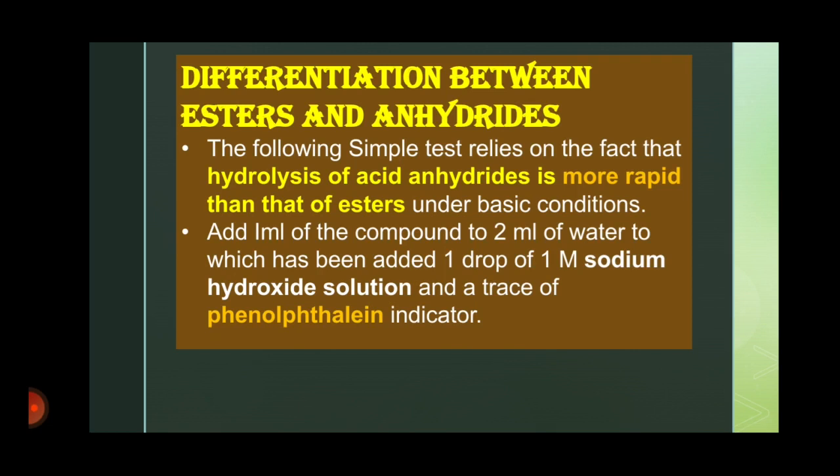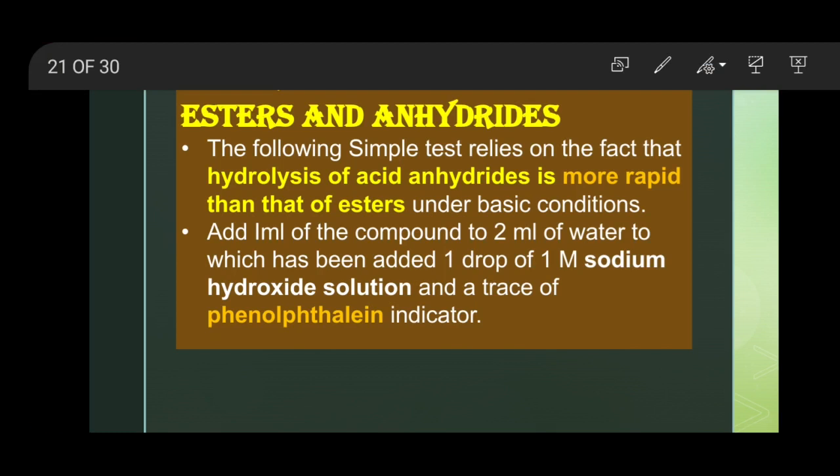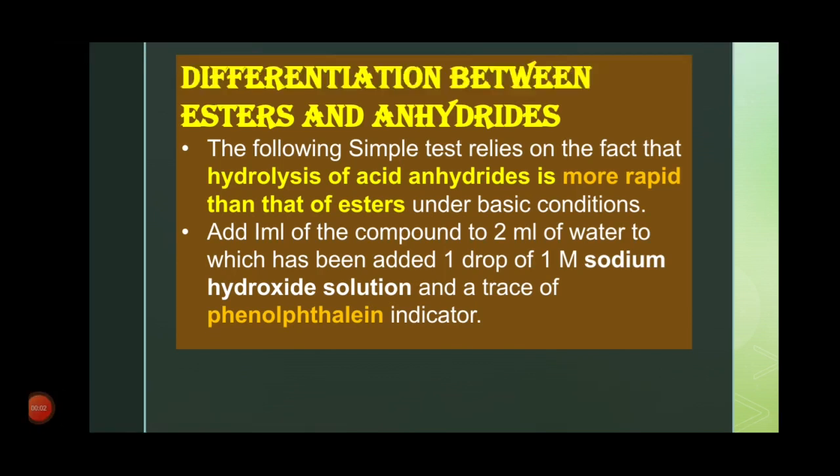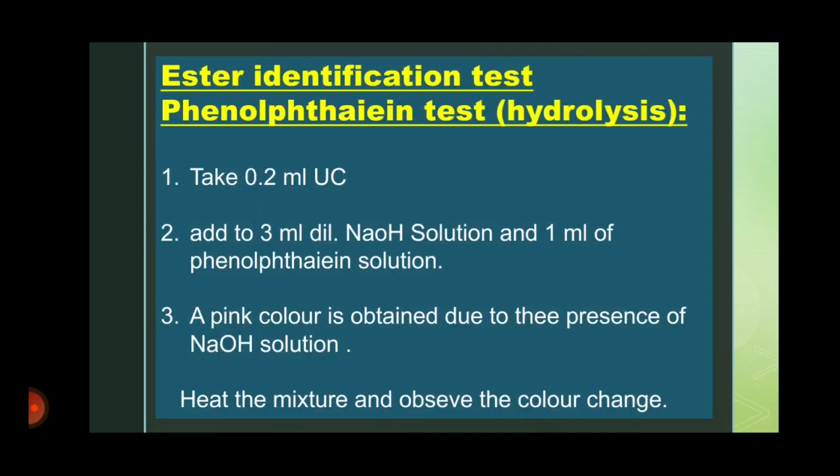So what is the differentiation between ester and anhydride? We need to know how we can differentiate between ester and anhydride. The basic difference is that hydrolysis of acid anhydride is more rapid than that of ester in basic condition. So let's move to the ester identification test. First is the phenolphthalein test, hydrolysis.